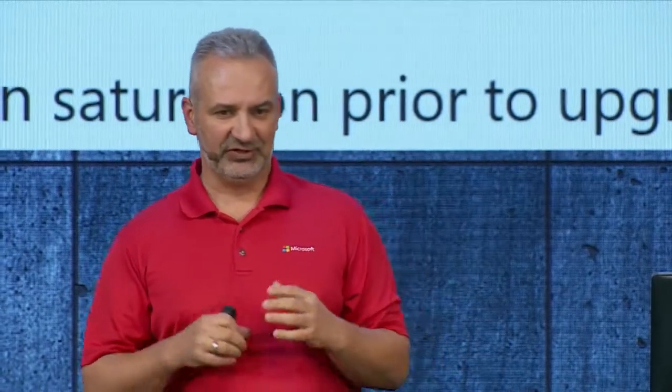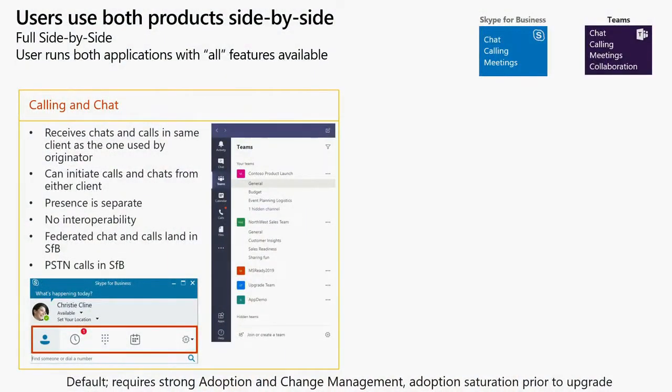All right, let's focus on features a little bit. For chat and calling, what happens in Skype for Business? It remains in Skype for Business. For peer-to-peer experiences, it's available. You can initiate calls from either client. You can have an intra-tenant conversation, voice over IP, calling features, chat features, all available.